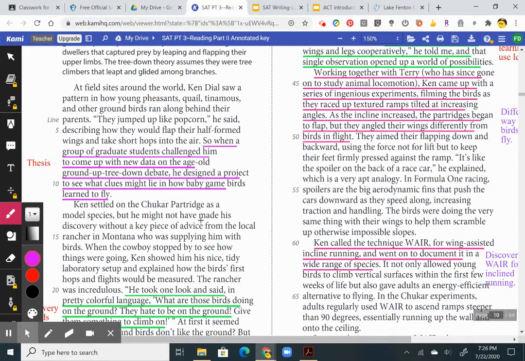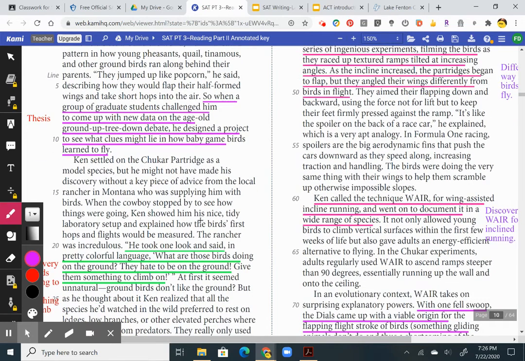Actually, I'm not going to do it in a subsequent video. I'm going to do it right now. Kendall saw a pattern in how young pheasants, quail, chukars, and other ground birds ran along with their parents. They jump up like popcorn, he said, describing how they would flap their half-formed wings and take short hops into the air.